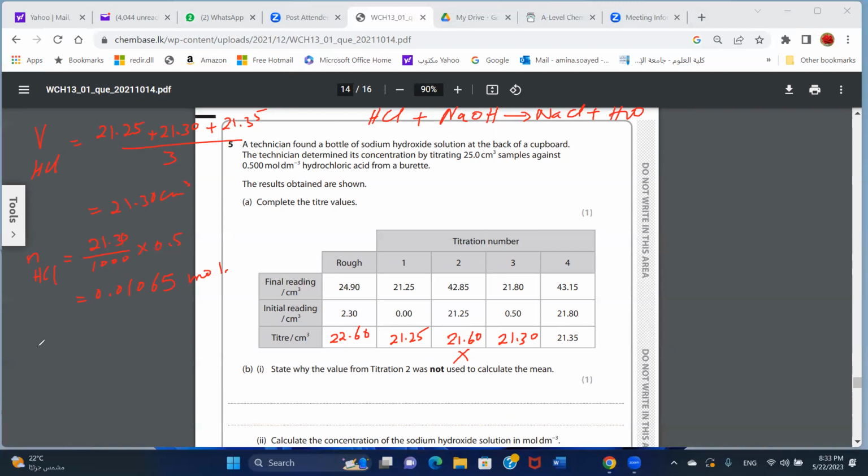So the mole ratio is 1 to 1. You rearrange the equation to find concentration, which equals moles over volume. And we said that the volume of sodium hydroxide that's titrated is 25 centimeter cubed. So you divide the moles by 25 divided by 1,000. What do you get here for the concentration? 0.426 mole per decimeter cubed. Yes, excellent. Thank you so much, Rodina. Do you have any question, any one of you?